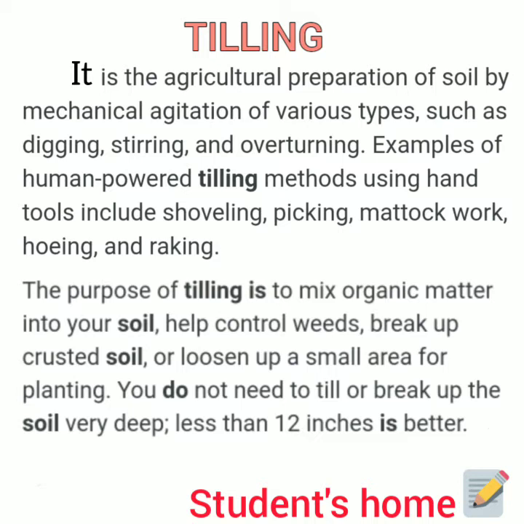So class, there is a term very similar to ploughing that we use in agricultural practices, known as tilling. It is almost the same as ploughing. As you can see in the picture, it is the agricultural preparation of soil by mechanical agitation of various types such as digging, stirring and overturning. Examples of human-powered tilling methods using hand tools include shoveling, picking, mattock work, hoeing, and raking.